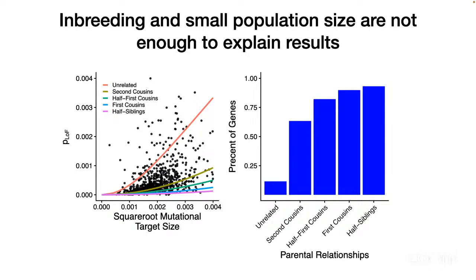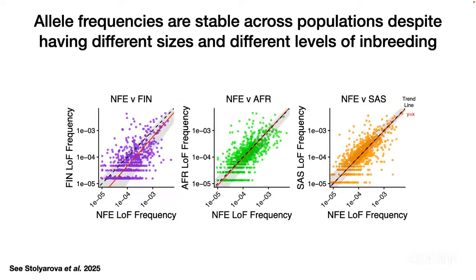So we think that this is not really explaining what's going on. And you can measure inbreeding, at least in modern populations, and it's much lower. It's much weaker than even for second cousins. So this is not really the explanation for this. We also don't think it's demographic results.